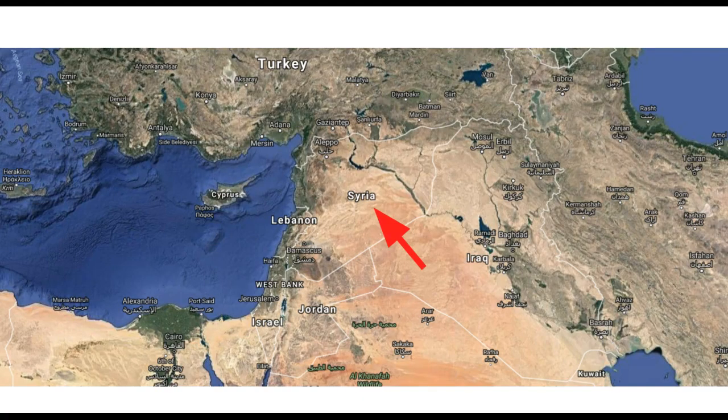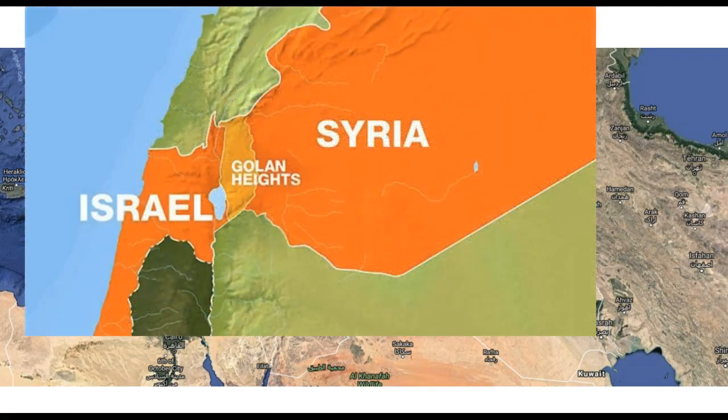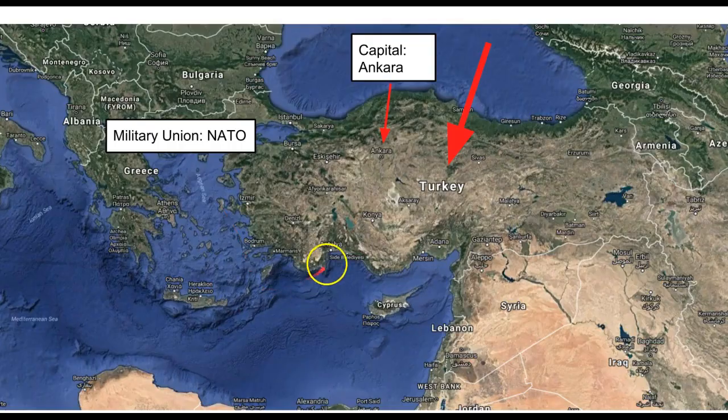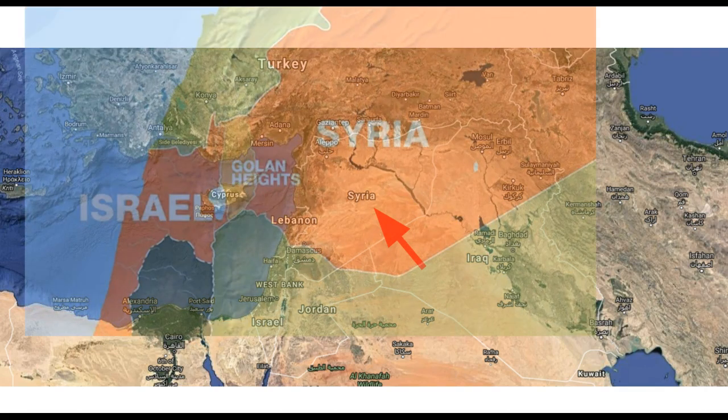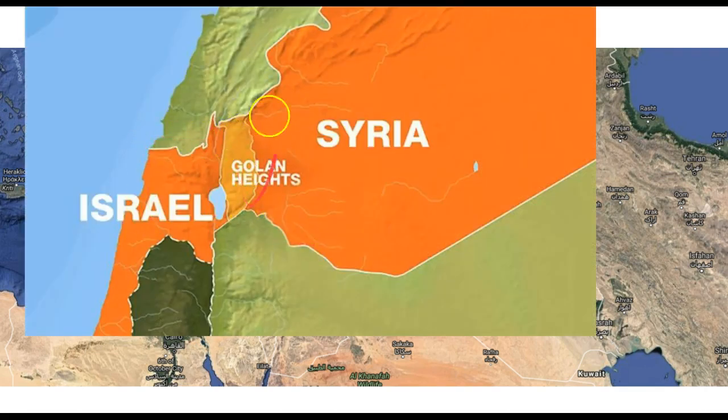Next on our list is Syria. Syria's capital city is Damascus. All right, I'll point that out to you right here. Here's Damascus. That's the capital of Syria. And Syria and Israel do not get along very well. Even though they are neighbors, there is an area in between them called the Golan Heights that is heavily disputed.